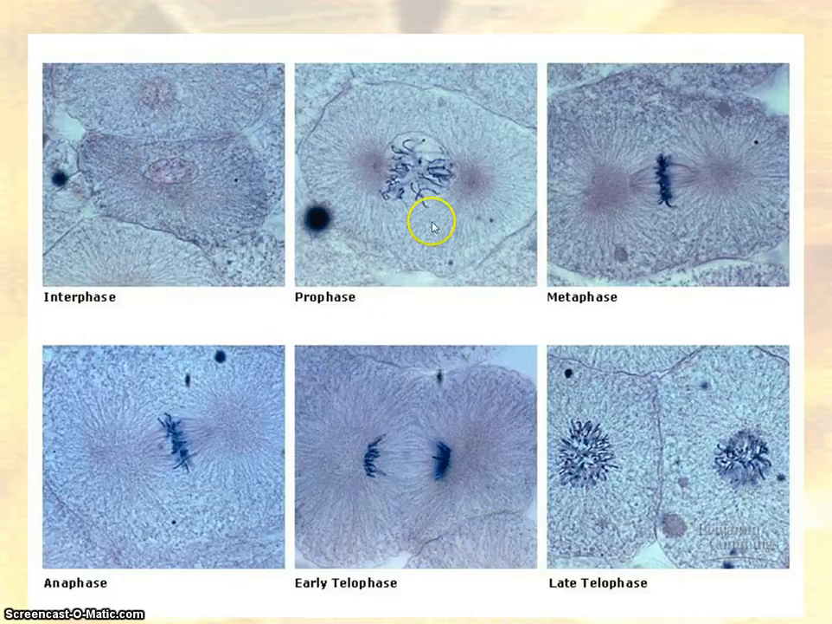Prophase is where we see the chromatin starting to appear. You notice the spindle fibers here on each side have formed. That's a very good example of prophase. Metaphase, you see the spindle fibers on each end of the cell. Then you notice that all the chromosomes have lined up along the middle, and spindles have attached to those chromosomes.